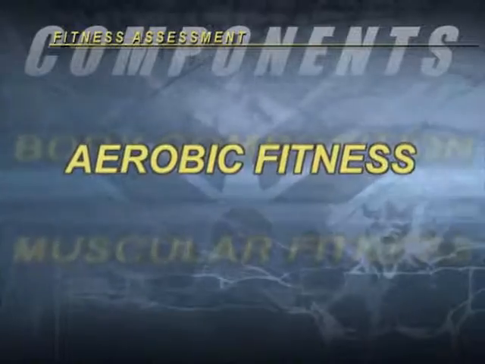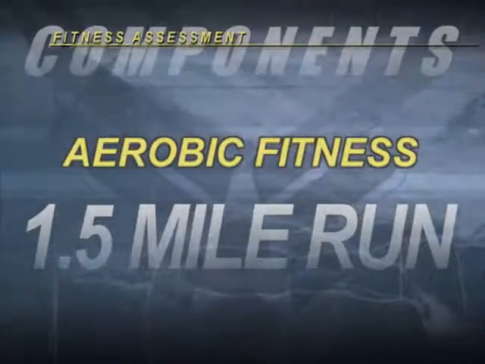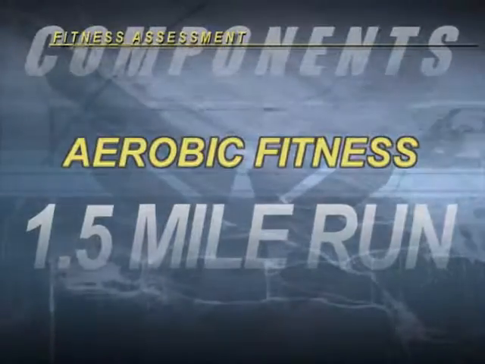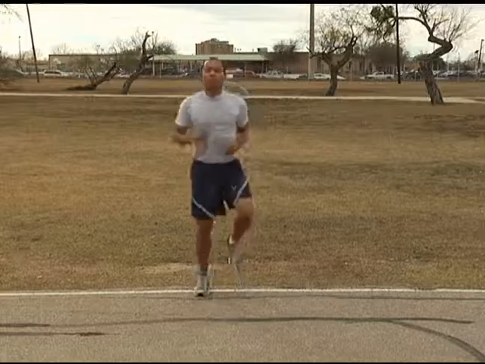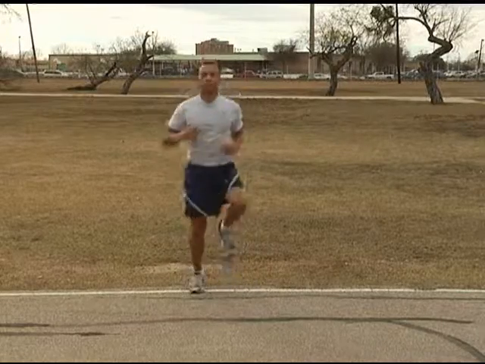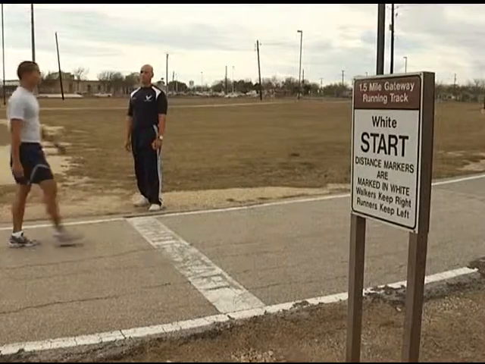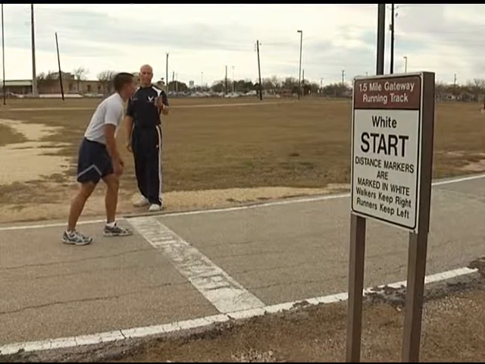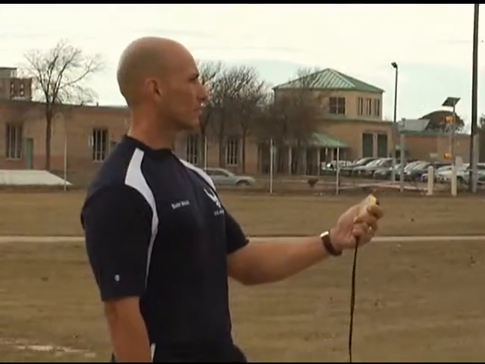Unless medically exempt, all members will complete the 1.5-mile run as the aerobic component of the fitness assessment. The 1.5-mile run is used to measure cardiorespiratory fitness. You may warm up prior to beginning the run. When you are ready, line up behind the starting line. The assessor will tell you when to begin with the start of a stopwatch.